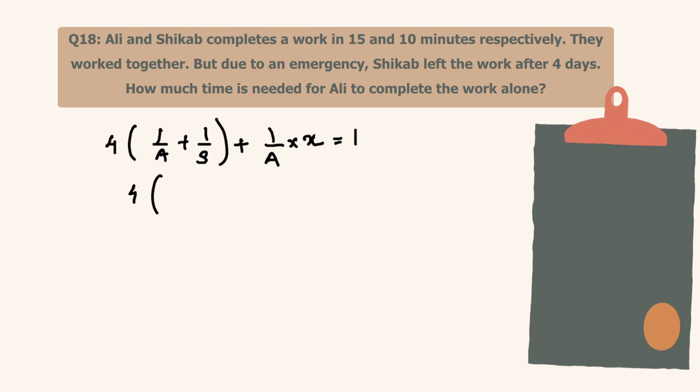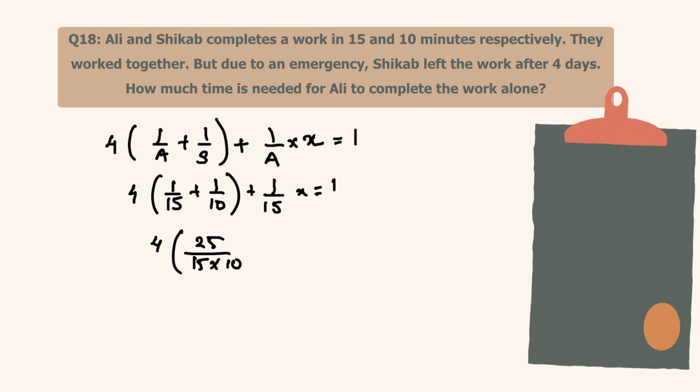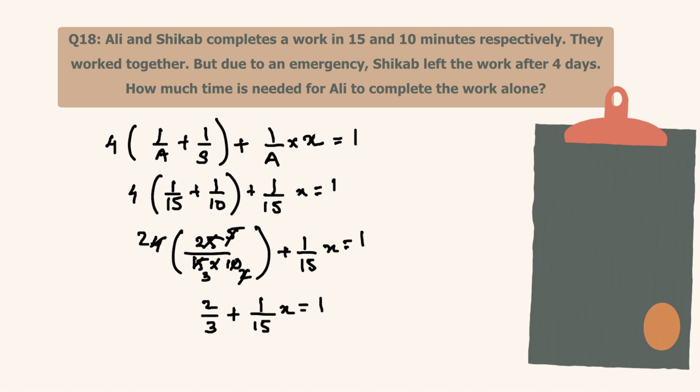1 by A will be 1 by 15, plus 1 by S is 1 by 10. Okay, now we'll see how much time it takes. Plus 1 by 15 x equal to 1. So it is 2 by 3 plus, do the calculation on your own, 2 by 3 plus 1 by 15 into x equal to 1.